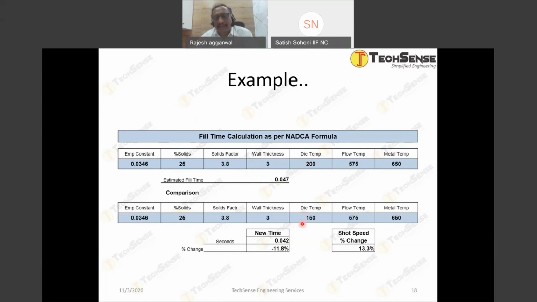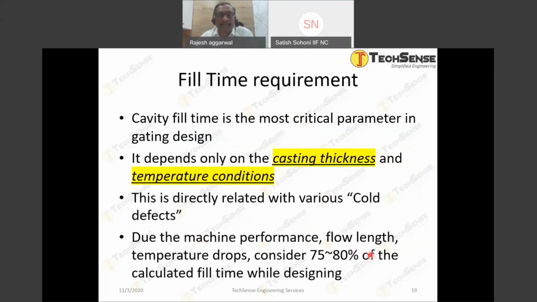If the die temperature is changed and everything else is kept constant, only one temperature variable is changed, the fill time requirement changes. The fill time requirement is about 12% less than the original requirement. As the fill time required is less, an increase in the shot speed is required, meaning the plunger should move faster to be able to give the same results. That is just for indication. As we go along, we'll understand more in detail.